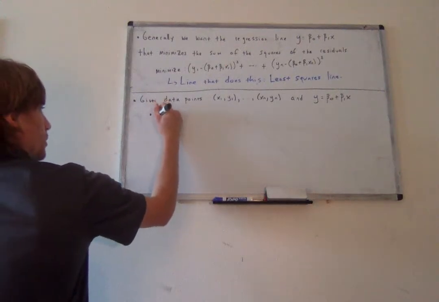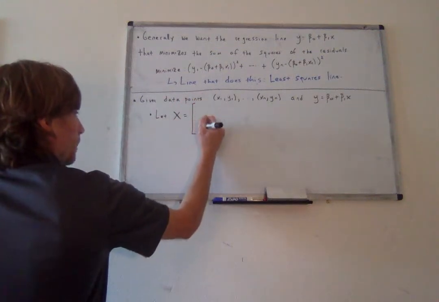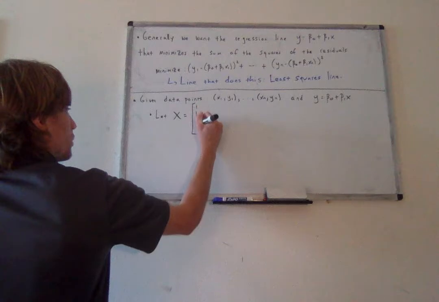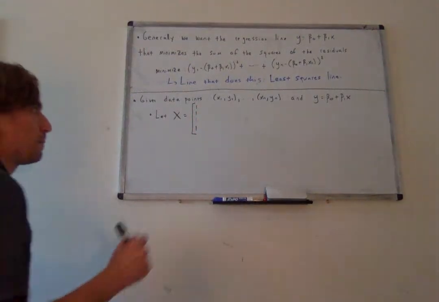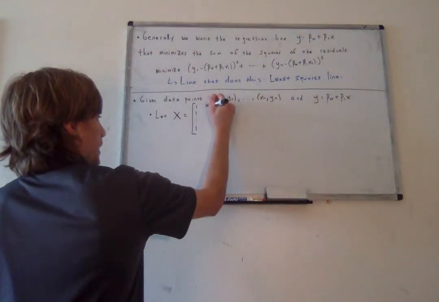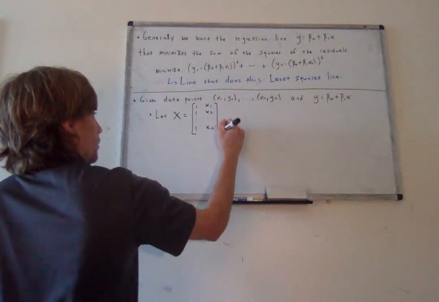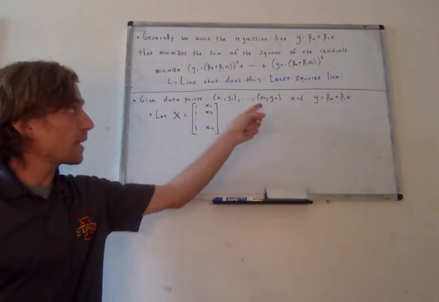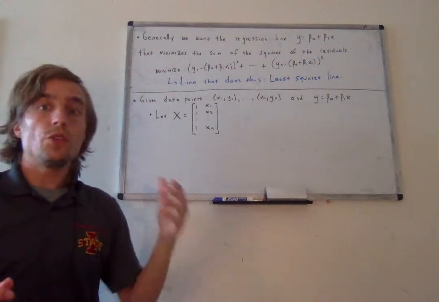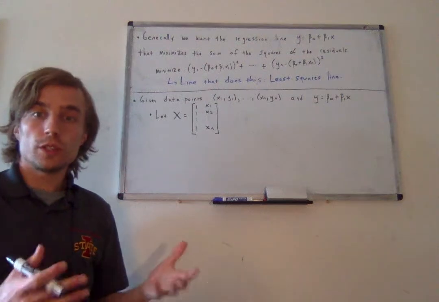So how do we have a matrix equation? Well, we're going to let X be a matrix, capital X here, whose first column is just an entire column of ones, and whose second column consists of all of these x values. Remember, these x values correspond to the known data points we currently have. So these aren't variables. These are known measured data points.